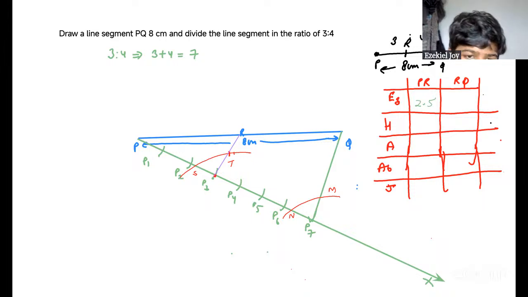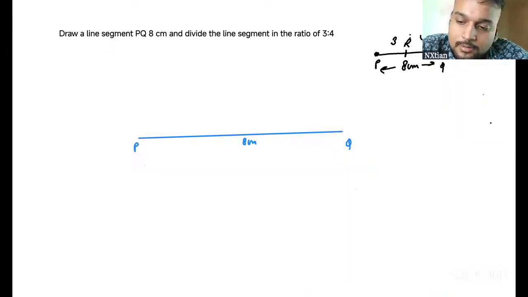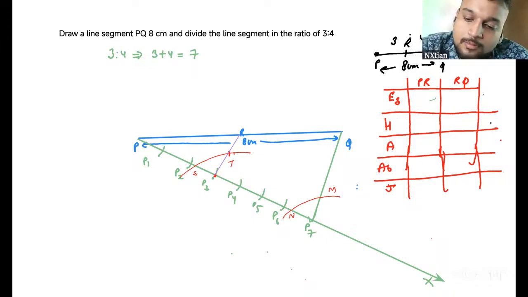How do you know how many segments you have to put? You put till 7, right? Because 3 is to 4 is given, no? So 3 is to 4, then it will become 3.5 and 4.5. Now, this is Ezekiel.